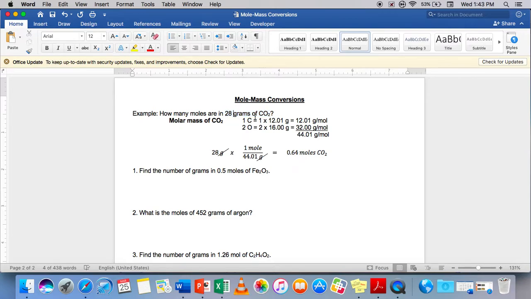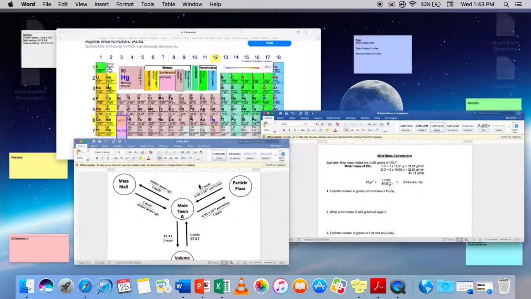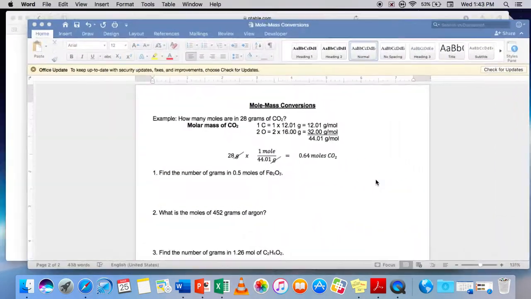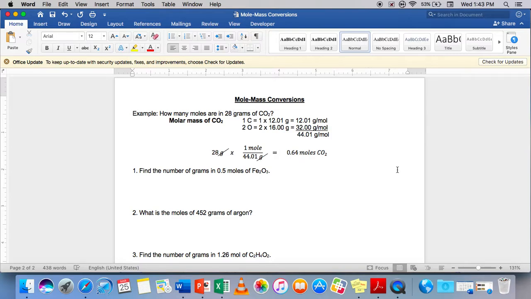So if I have 28 grams, that means I'm going to start with mass. If I look at my mole map, I have mass, and it's asking me to get to moles. So I'm going to go from mass, take this arrow, and go to Moletown. And I'm going to use this conversion factor, 1 mole divided by molar mass. Now, I need to find the molar mass of carbon dioxide.